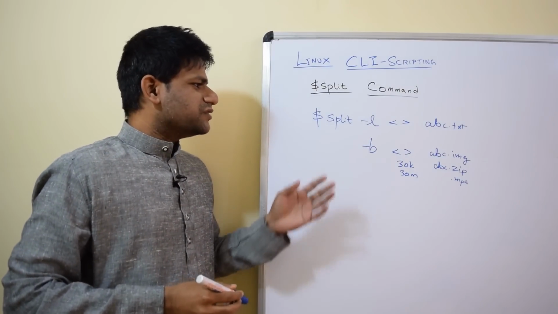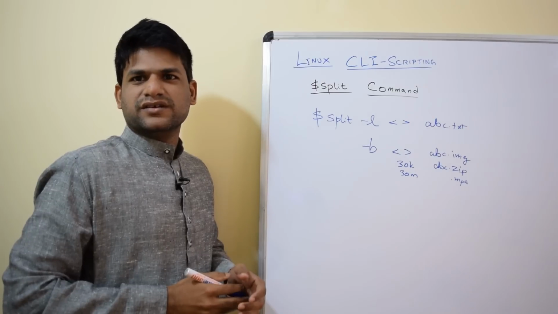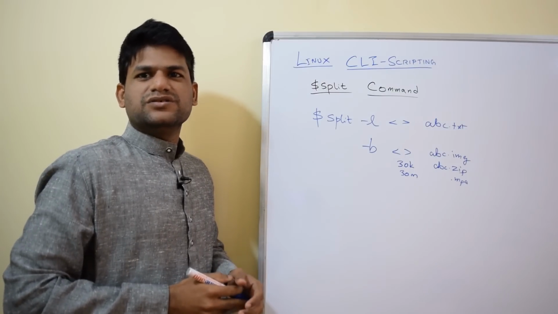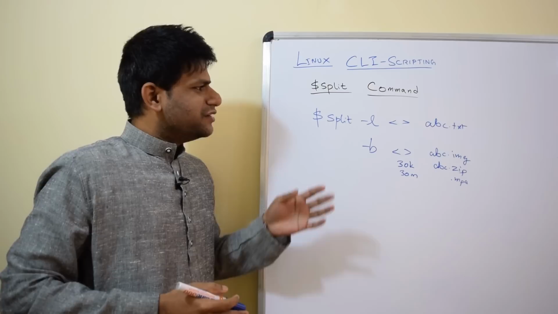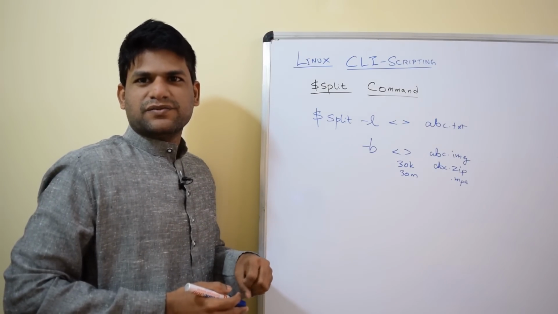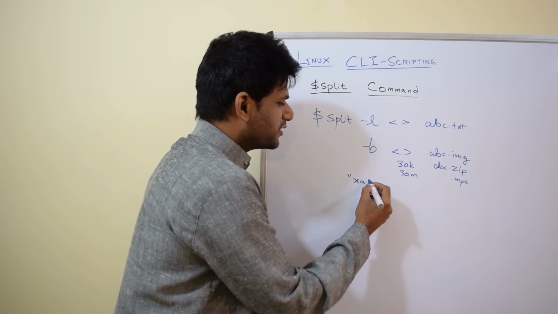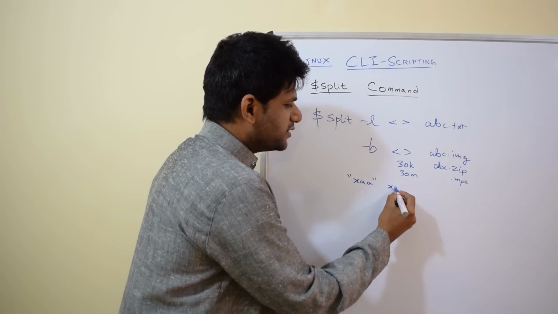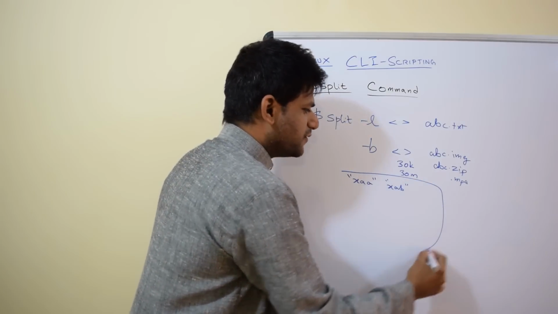But I don't want to focus too much on the -b option, because this is not something of much use in a command line scripting context as well. So once you are done with this, split is going to split the files in the nomenclature of xaa and then xab and so on. So each of these files are going to be unique.